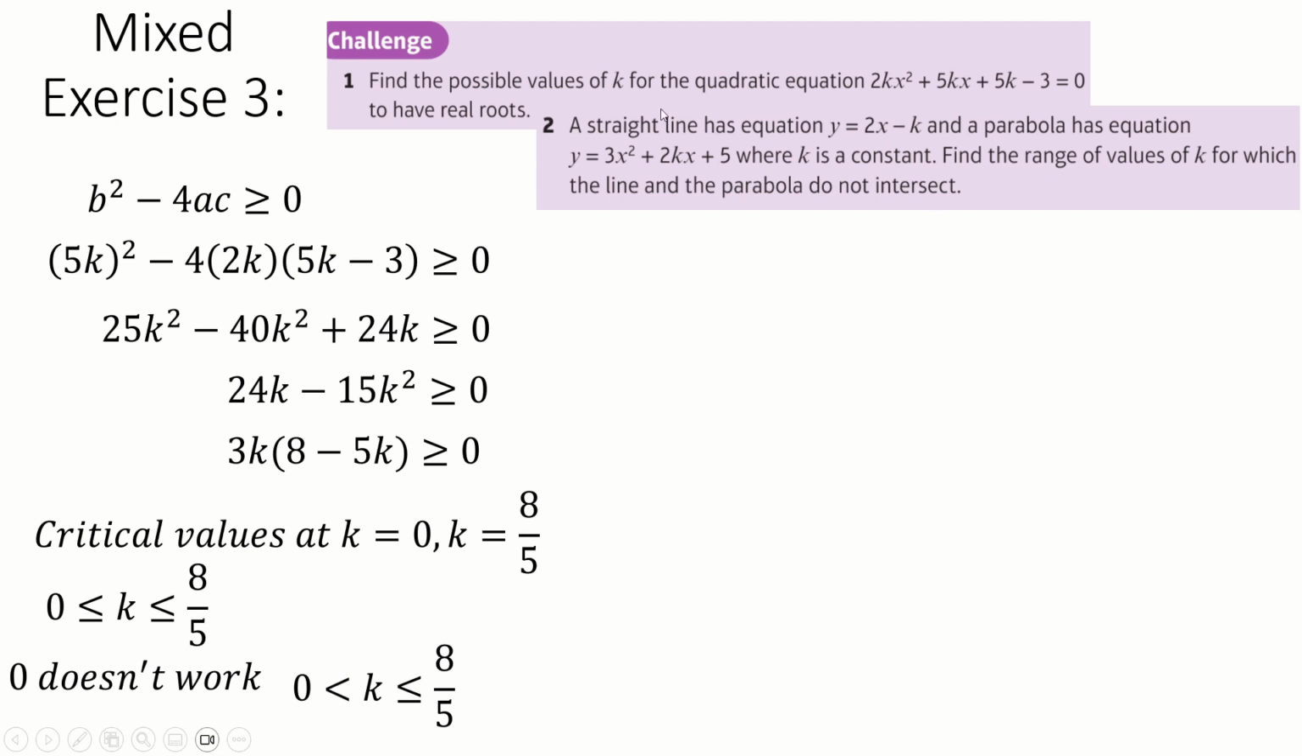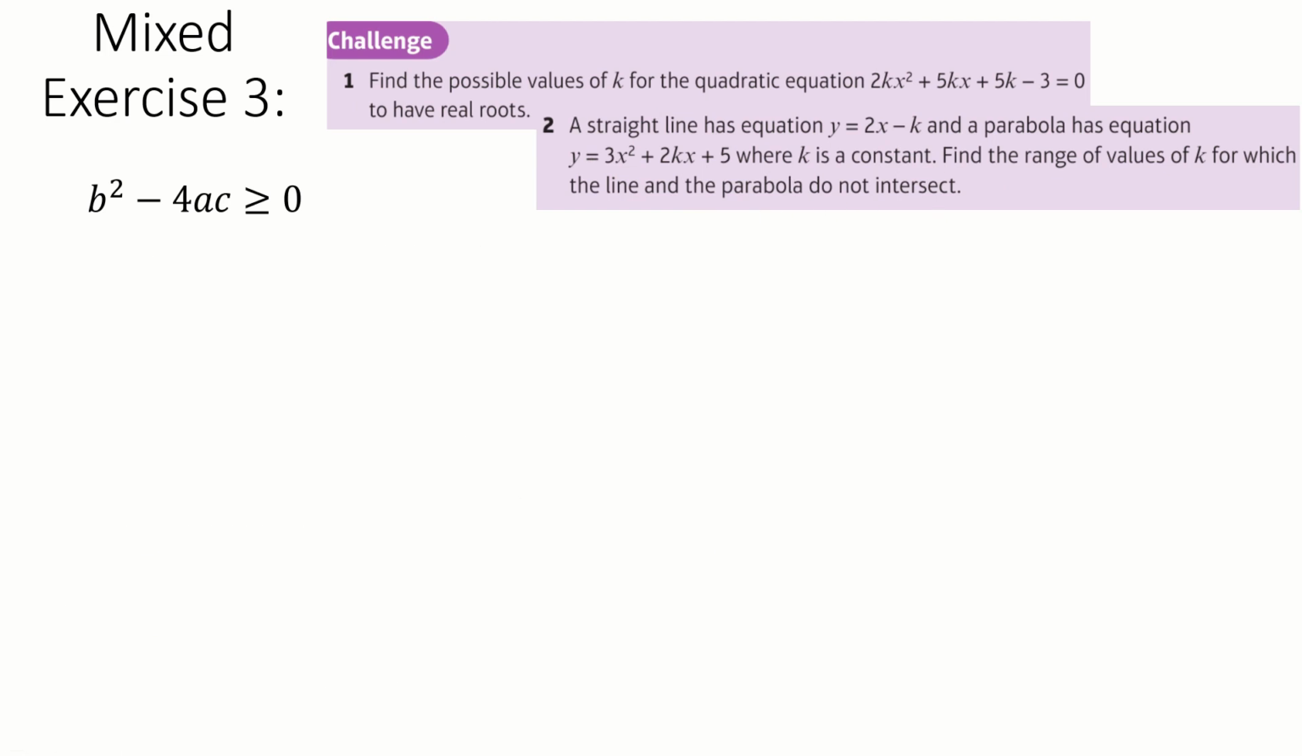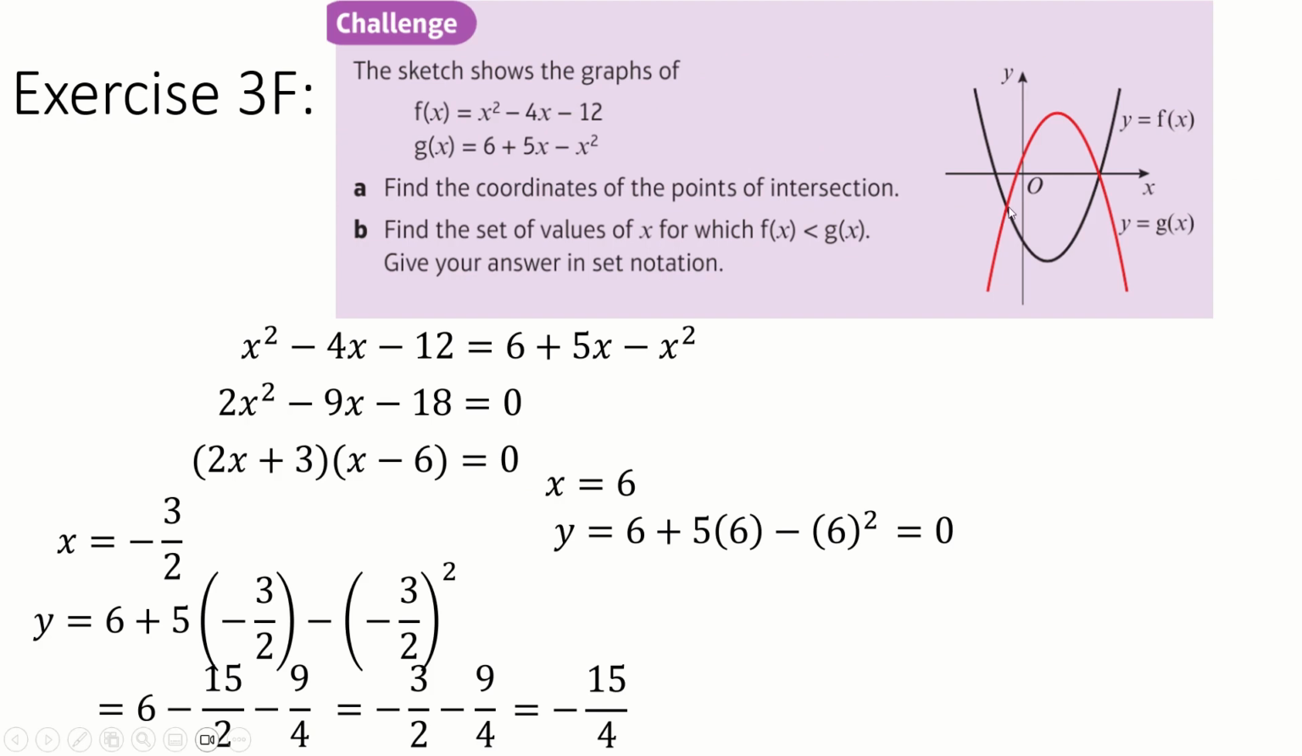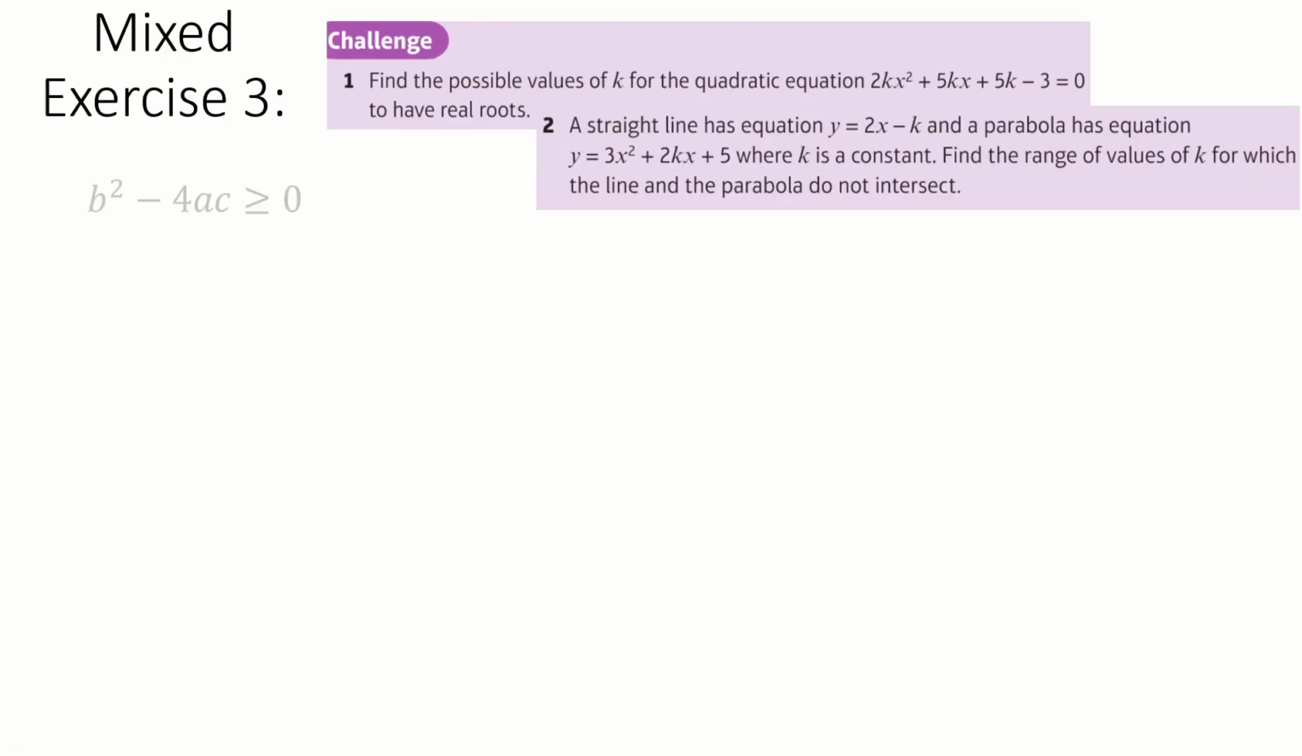Anyway, straight line has this, and parabola has this. Range for which the line and parabola do not intersect. Now, just be careful about this. Do not intersect. Now, intersection is when two curves do this, right? They go through each other and past each other like this. If you've got two curves that just touch each other and are tangent to each other, that's not intersection. That's just touching. So do not intersect.